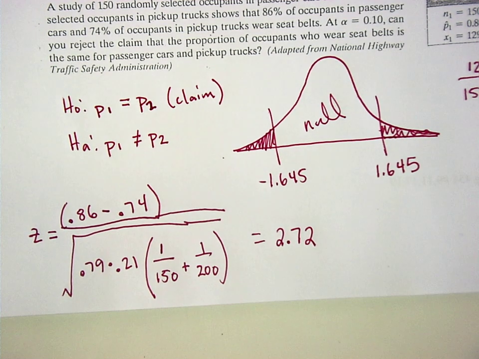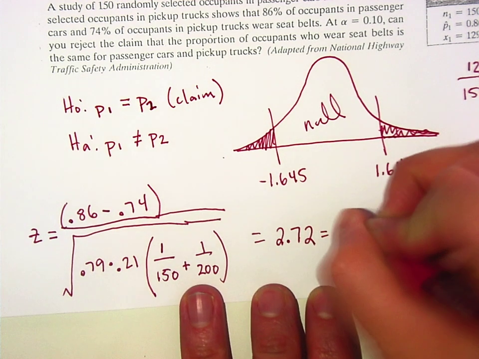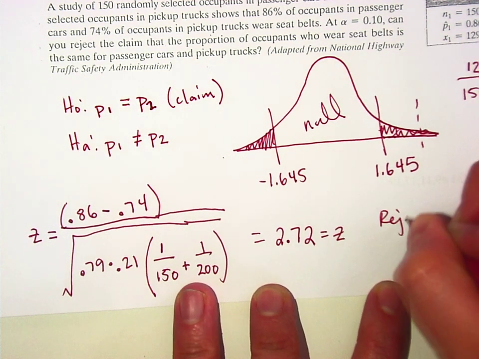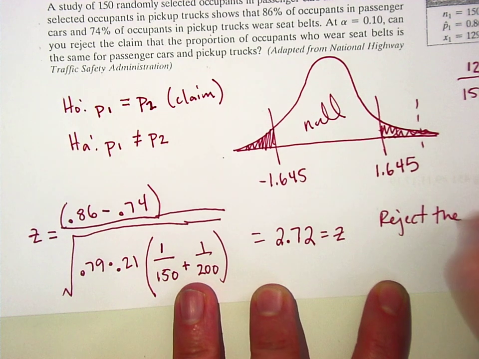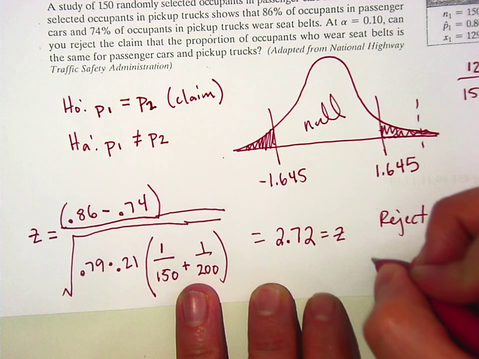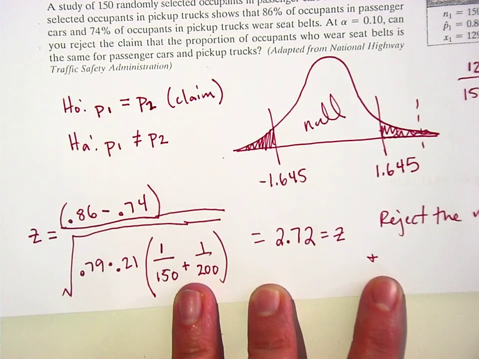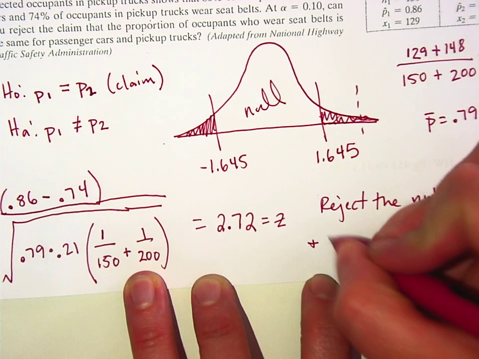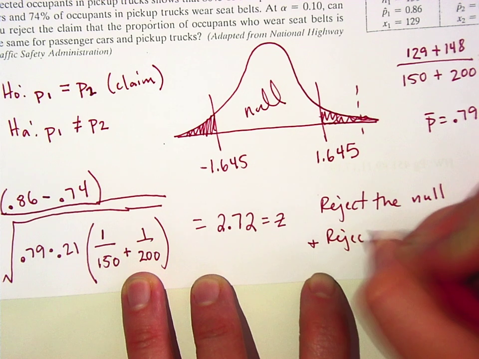Did you guys get 2.72? Which lands right here, which means we reject the null. And reject the claim.